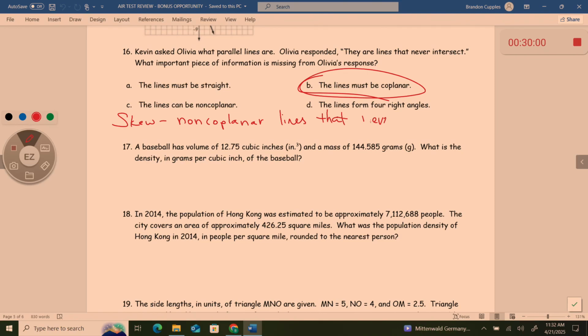There you go. Non-coplanar lines that never intersect are called skew lines. So if anyone has that, easy points. Okay, that probably sets the average student apart from the advanced student, if you remember that right there.